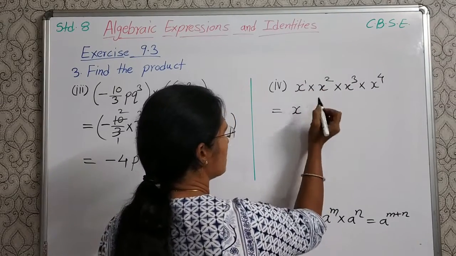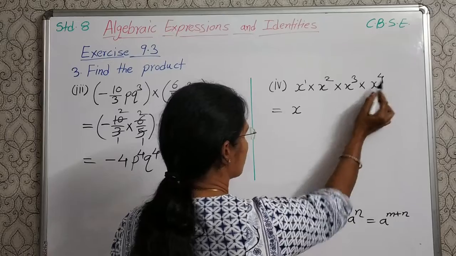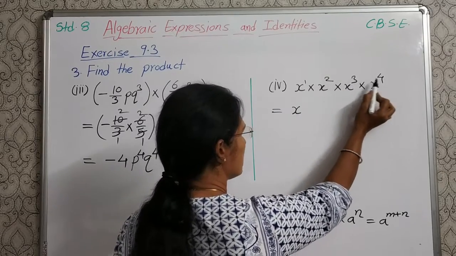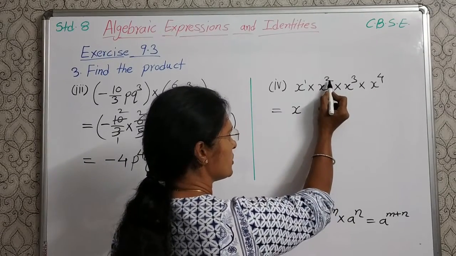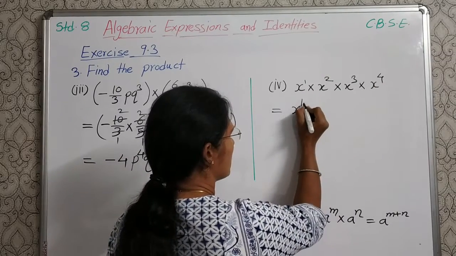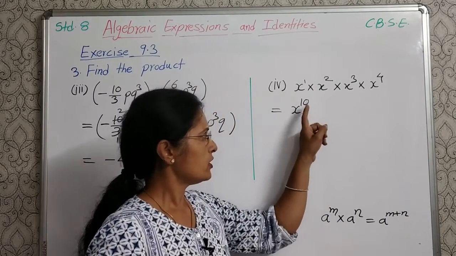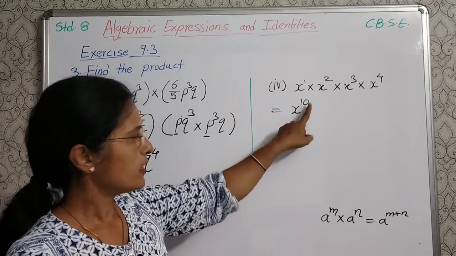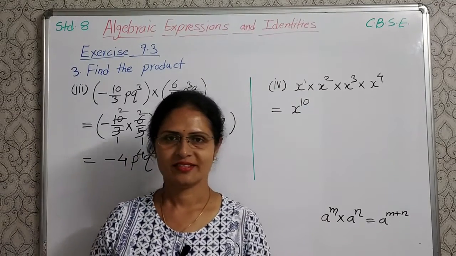So here 1, here 2, here 3, here 4. So 1 plus 2 plus 3 plus 4. 1 plus 2 is 3, 3 plus 3 is 6, 6 plus 4 is 10. So here the product is x raised to 10.